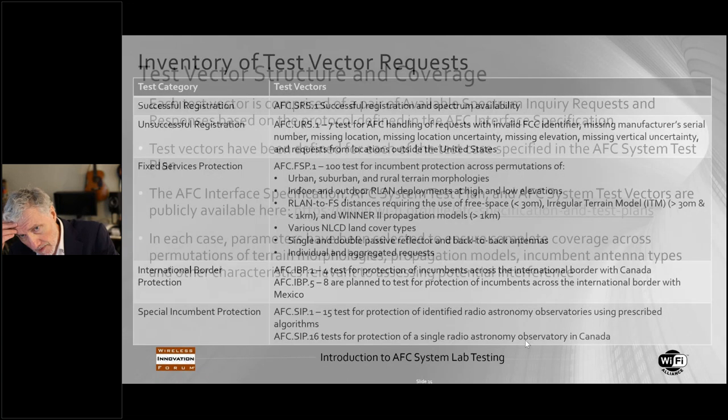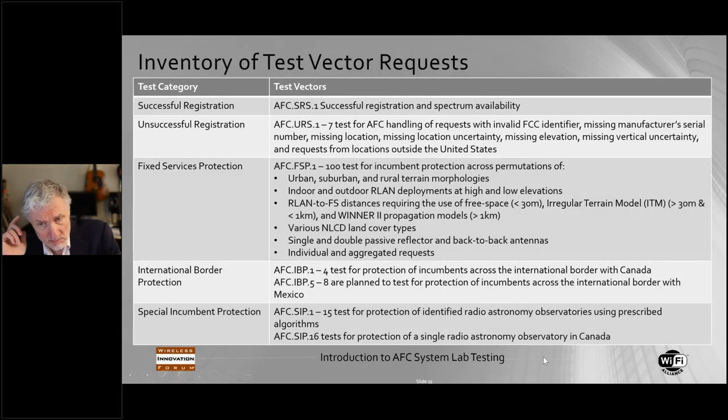Next slide, please. Yeah, so there are about 100 and some odd, maybe actually 120 or something, test vectors, and they're categorized to correspond with the sections of the test plan. There are some that are quite straightforward. Requests come into the AFC system that are missing certain information or that fail to conform to FCC requirements as documented in 1014, and those are to be either accepted or rejected. The most interesting and the bulk of the tests are tests designed to protect the incumbent fixed services.